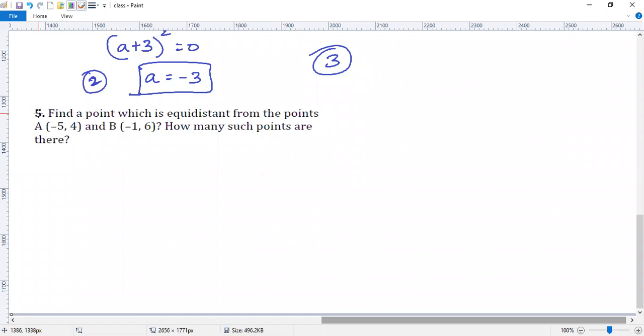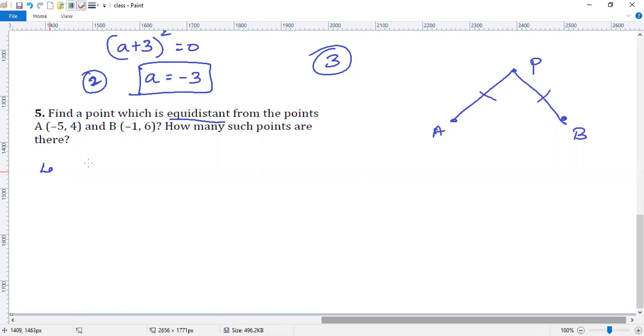Question number 5. Equidistant from points A and B. There are 2 points, A and B, and there is another point P, and that point is equidistant from these 2 points. That is, AP is equal to PB. That is what has been given to us. So A and B have been given.